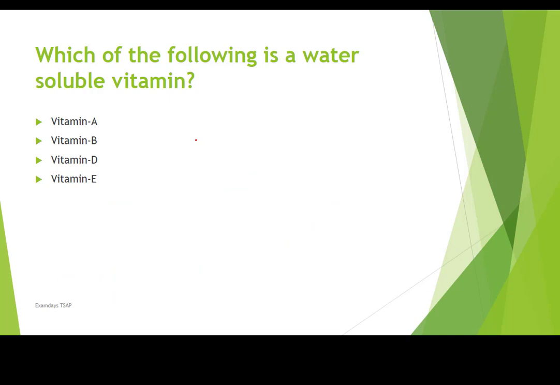Which of the following is a water soluble vitamin? Your options are vitamin A, vitamin B, vitamin D and vitamin E. Except C, all other vitamins are given here. You have to understand which vitamin is water soluble. So the correct answer is option B, vitamin B.